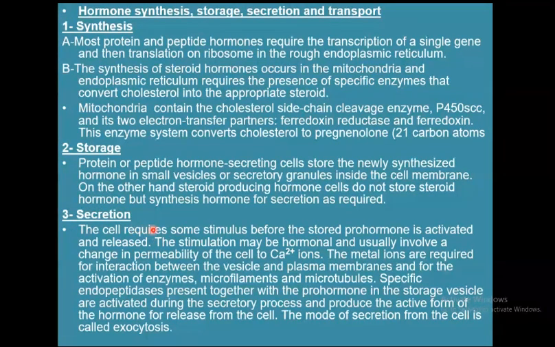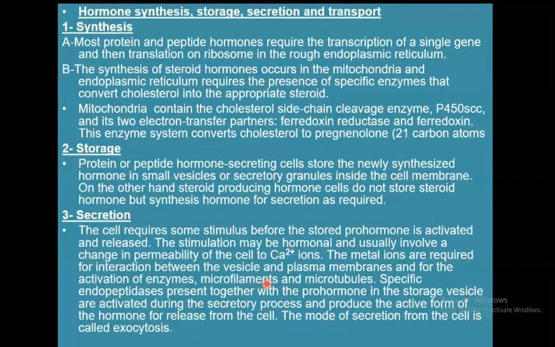When there is a stimulation, whether it is neuronal, humoral, or hormonal, for this endocrine gland to release its hormone, the permeability of calcium ions increases. Thus, calcium ions enter inside these endocrine gland cells. It causes the activation of some enzymes, microfilaments and microtubules, which causes the fusion of the secretory vesicles with the cell membrane and the exocytosis.